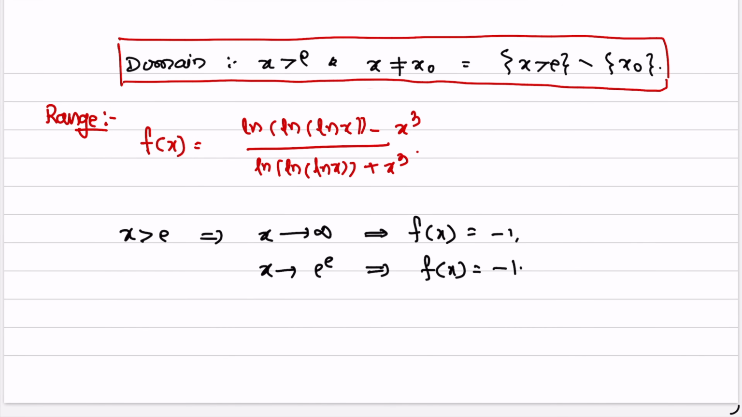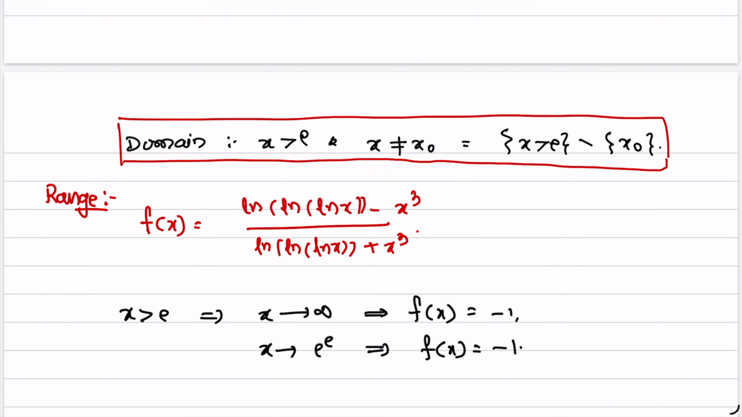And similarly, involving x cube in addition to ln x, we can definitely say that the range will include real values from minus infinity to some maximum value of f(x), union 1 to infinity. This is the range.